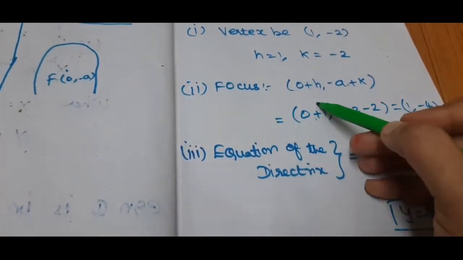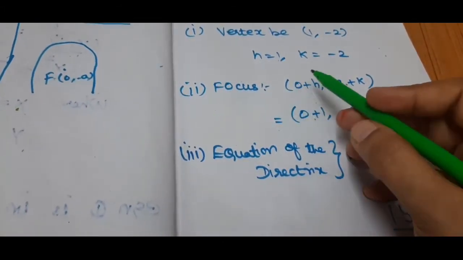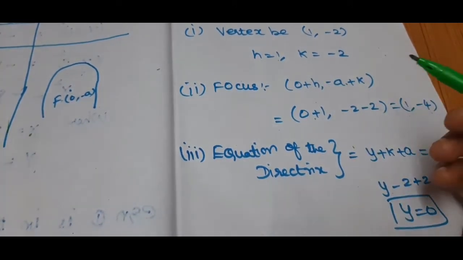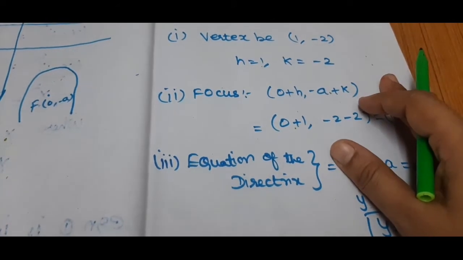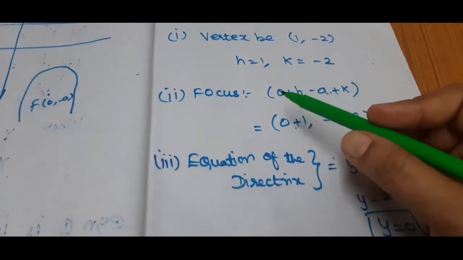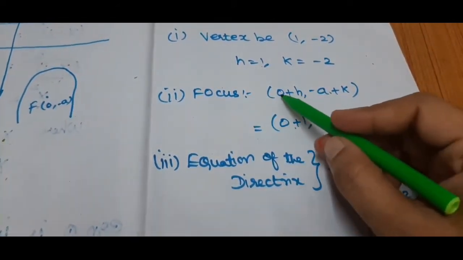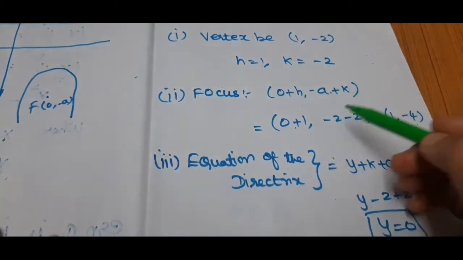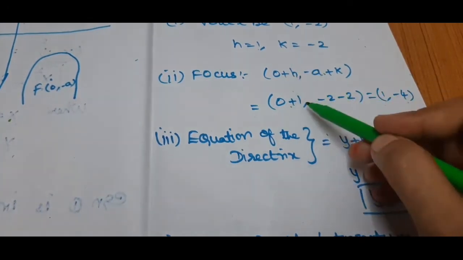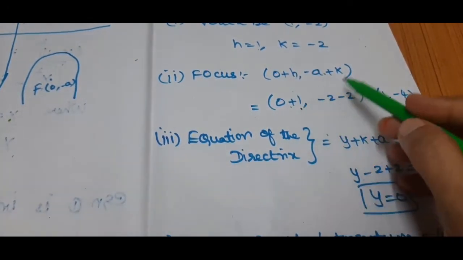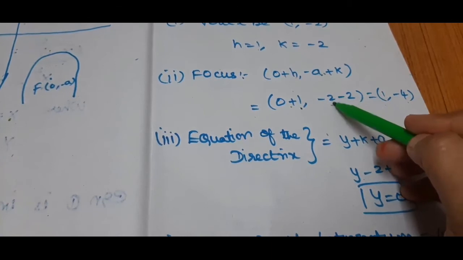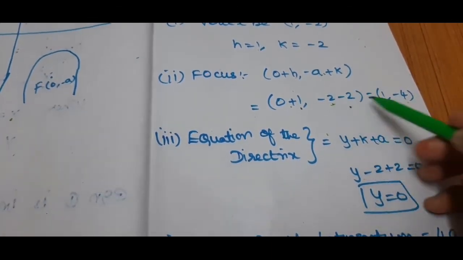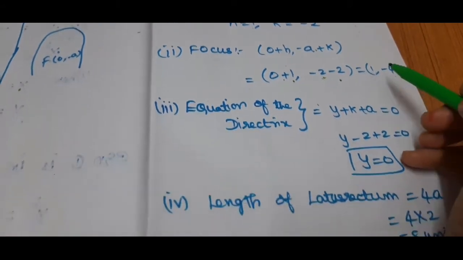The focus of the parabola will be, as I already told you, the 4 types of parabola with focus, vertex, all the things I gave in the last class. Just refer to it. Focus will be (0 plus h, minus a plus k). In the place of h I can substitute 1, in the place of minus a I can substitute minus 2, and in the place of k I can substitute minus 2. So (1, minus 4) will be the focus.